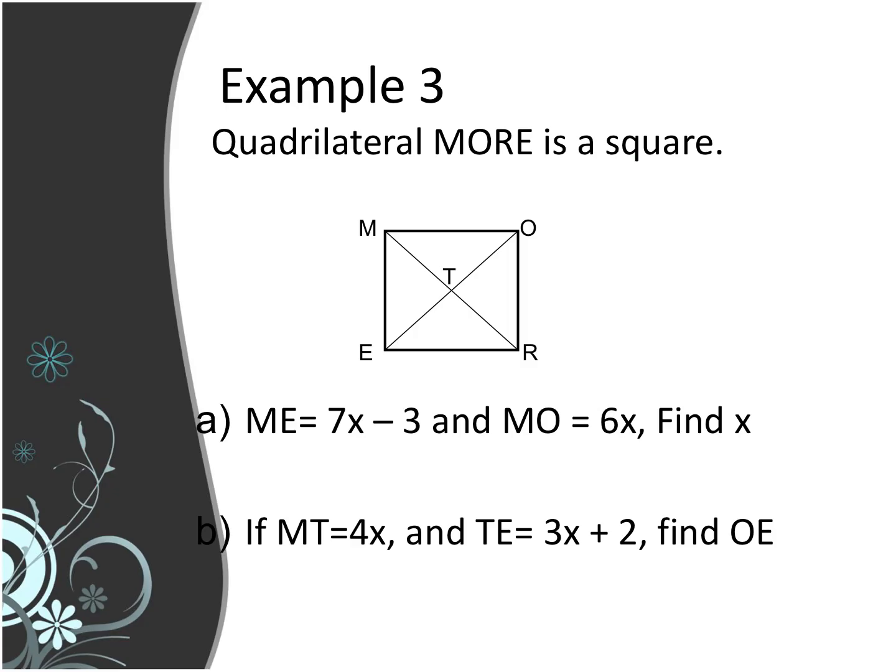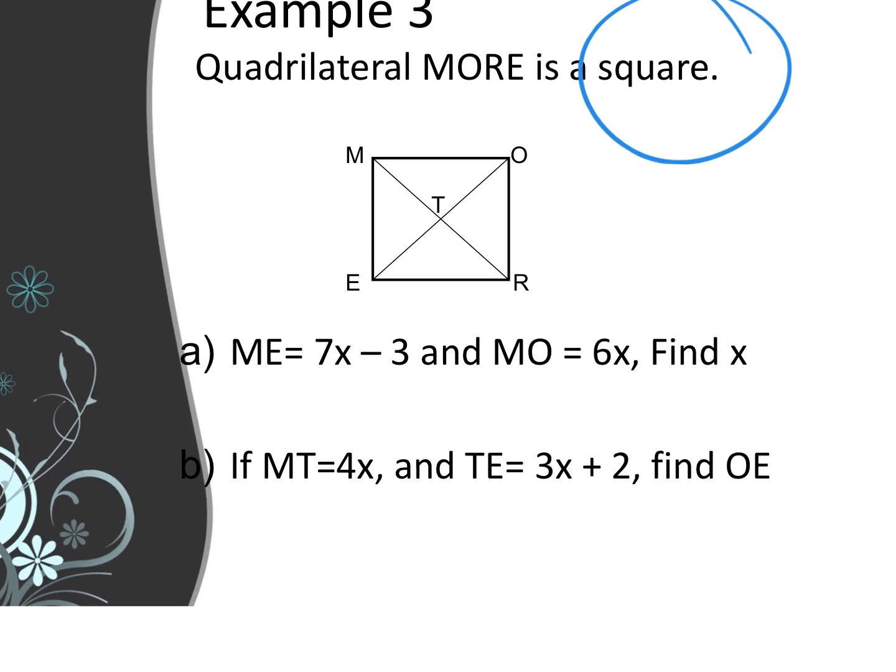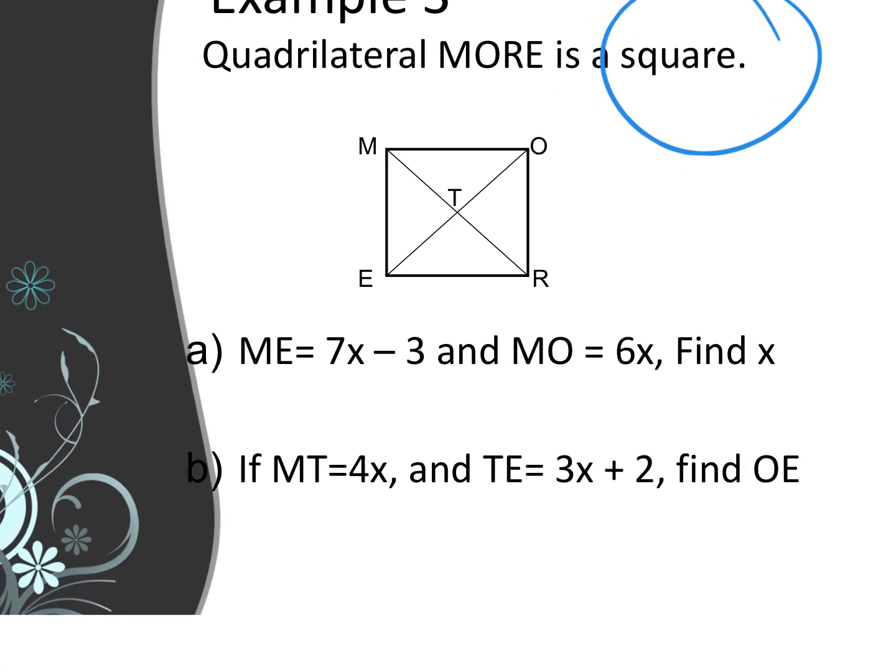Now, example 3. Quadrilateral MORE is a? Oh, we got our favorite, the most exclusive. The most things that happen are in squares, okay? Every single theorem that we've learned about applies here. ME equals 7x minus 3 and MO equals 6x. Find what x needs to be equal to.